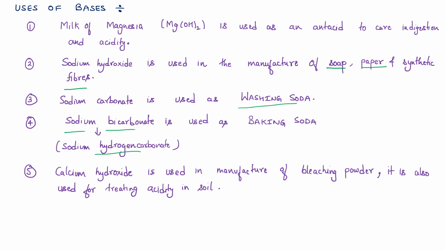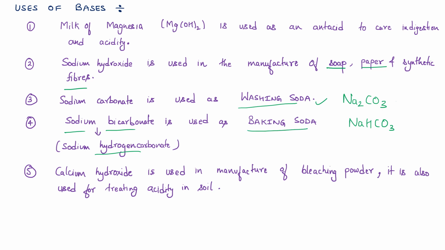What is the formula of sodium carbonate? It is Na2CO3. And what's the formula for sodium hydrogen carbonate? It is NaHCO3. Don't be confused. Okay. So sodium carbonate is used as washing soda, and sodium bicarbonate or hydrogen carbonate, it's the same compound, which is used as baking soda.